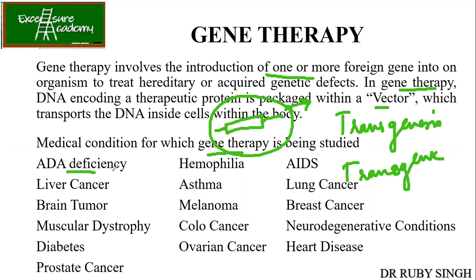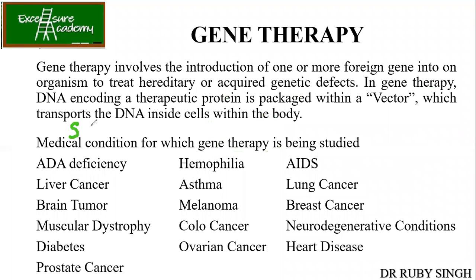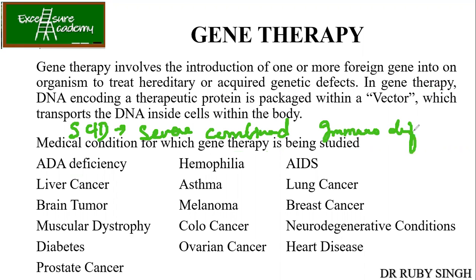Now, what are the medical conditions in which gene therapy has been studied? The first one is ADA, adenosine deaminase, which is responsible for SCID, as we were discussing before, severe combined immunodeficiency, right? In this case, the enzyme adenosine deaminase is deficient. It means it is not functioning.